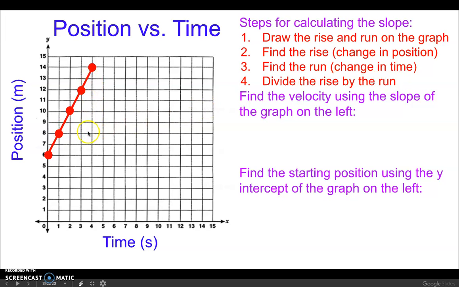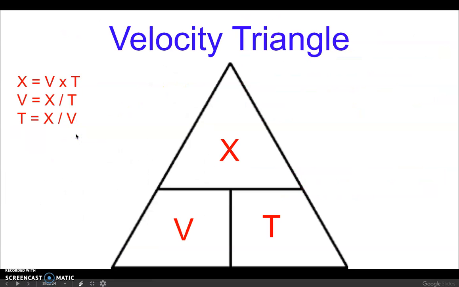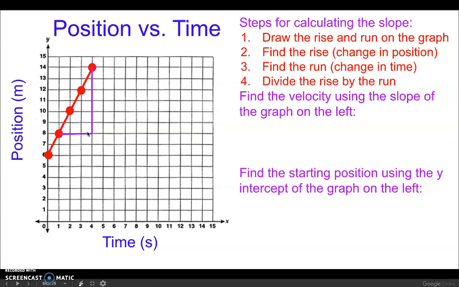Okay, so let's go through those 4 steps for this graph on the left here, because we're going to find the slope. We're going to find the velocity of this object using the slope of the graph on the left. So first up, we're going to draw the rise and the run on the graph. Whoops. Let me go back real quick here.